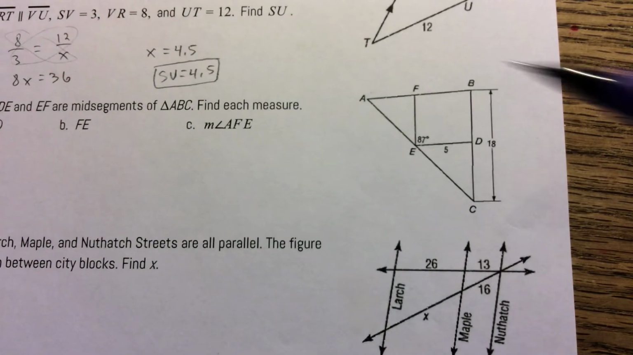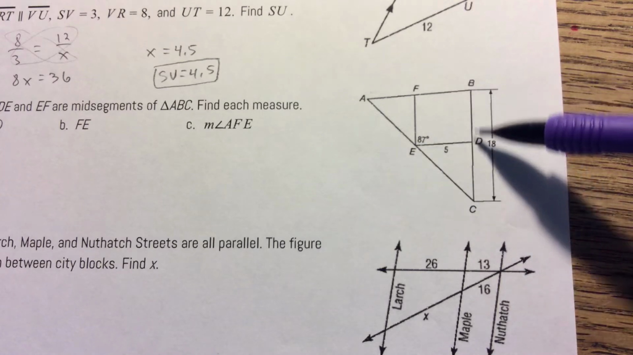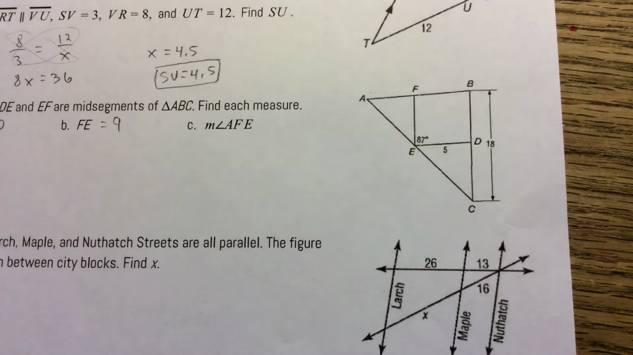FE, so FE is here. If that is a mid-segment, that means this is half of this whole length. So half of 18 gives us 9.